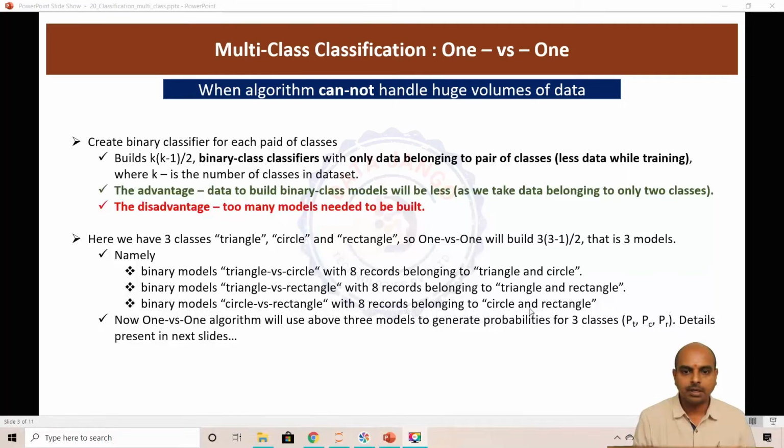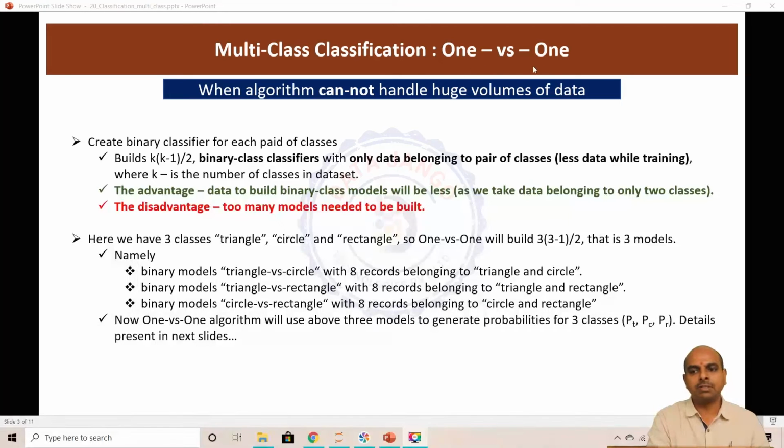When the algorithm is incapable of handling huge volumes of data, we should be using the one versus one algorithm. So how the one versus one algorithm can make algorithms like SVM handle multi-class classification is by taking subsets of data. When you use the one versus one algorithm, it will take only the data belonging to the classes we are trying to build the classifier for. Let us try to understand it in a detailed way.